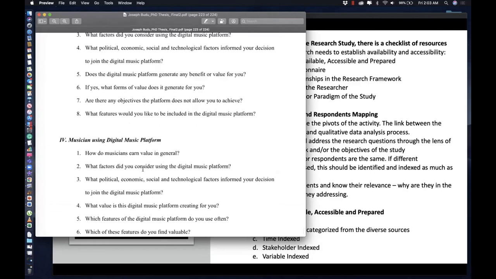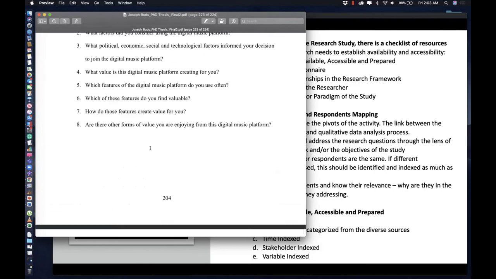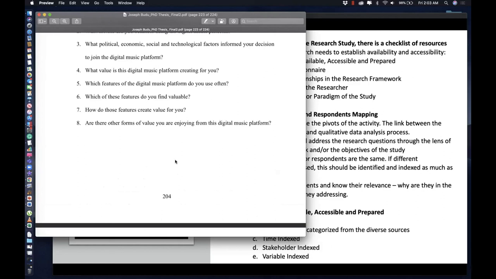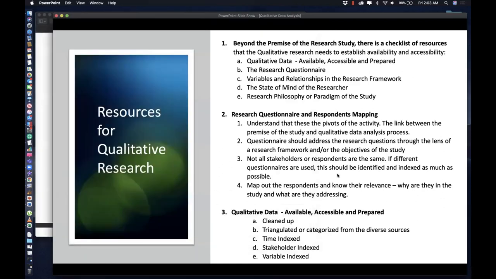The musician using a digital platform. So you see that I told you that you should do respondents mapping. That's what Joseph is doing here. You have seen that Joseph is linking the respondents to different types of questions. So not all stakeholders or respondents are the same. If questionnaires are used, this should be identified and indexed as much as possible. Before we do the qualitative data analysis, because our analysis is tied to the data we have, we have to know which type of data came from which type of respondent. That's why we need to do a respondents mapping with the questionnaire and the data that we have.